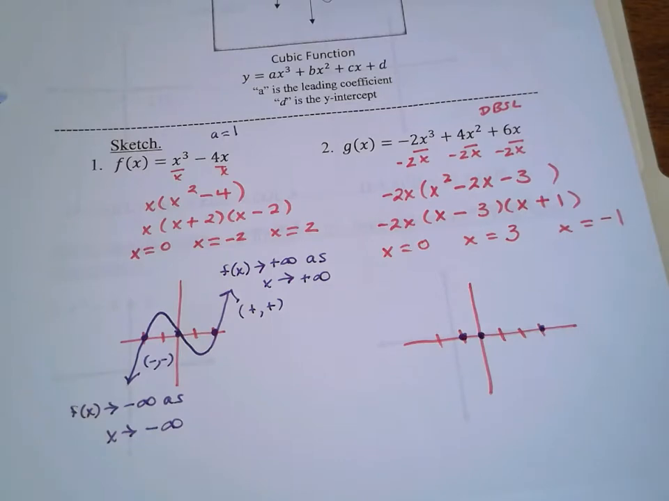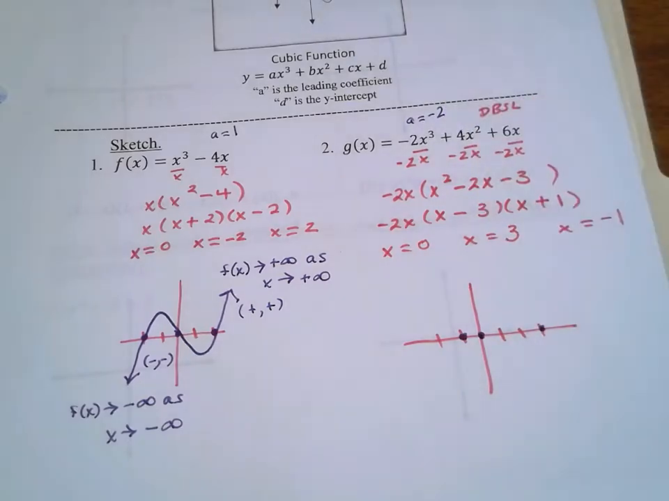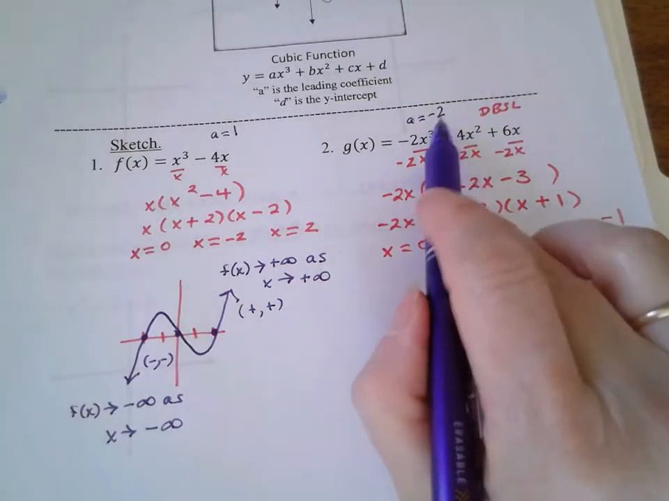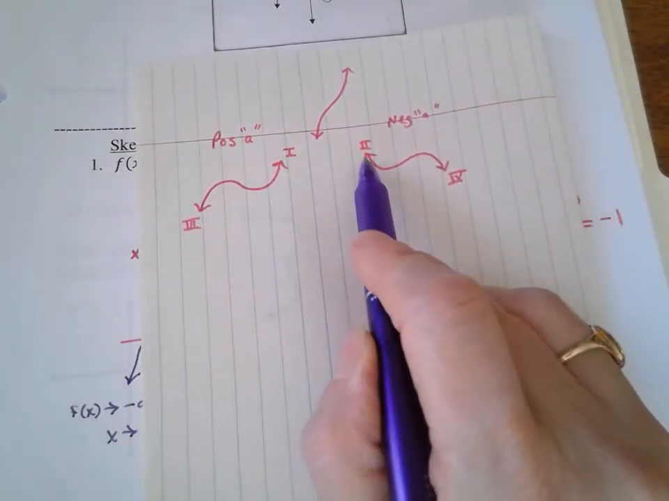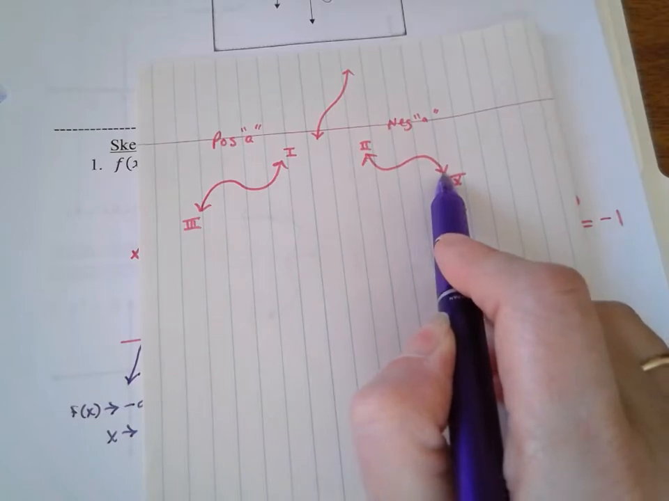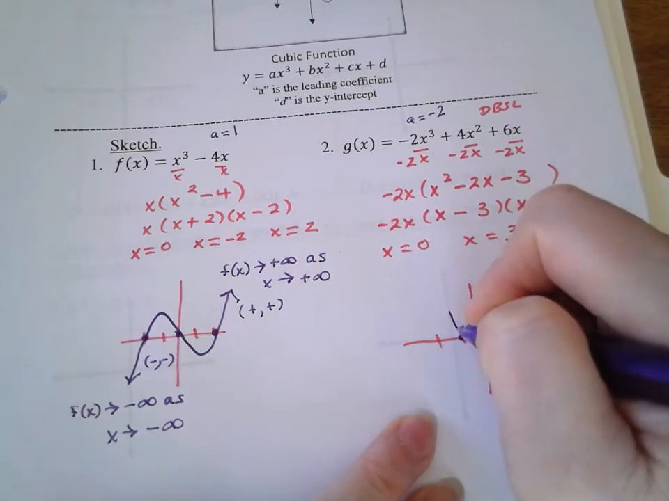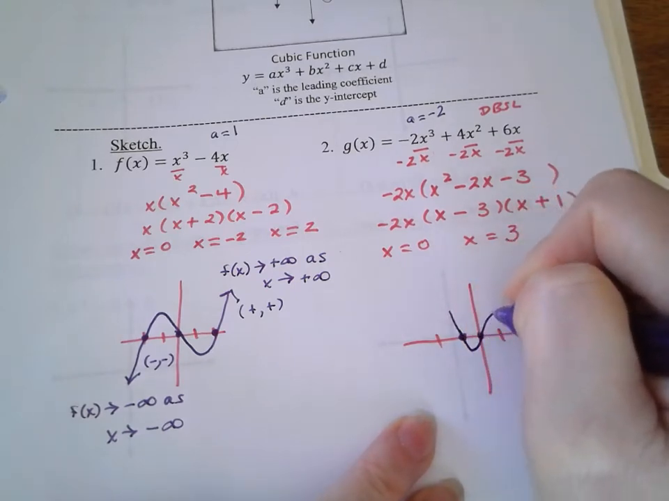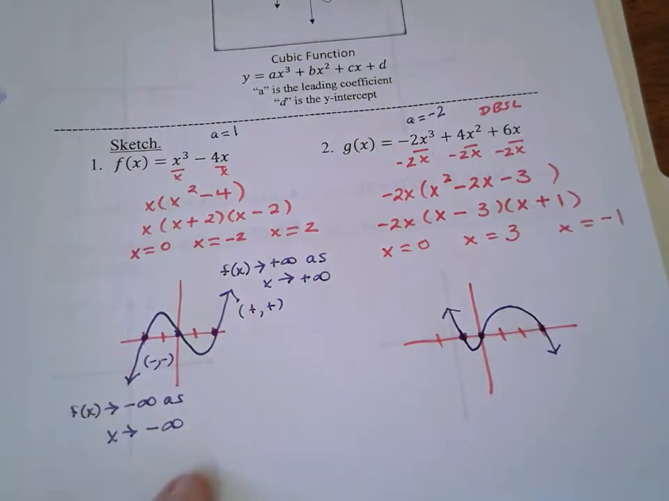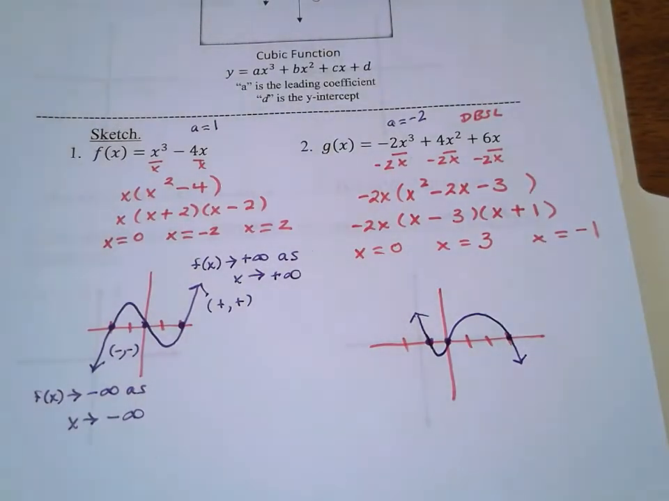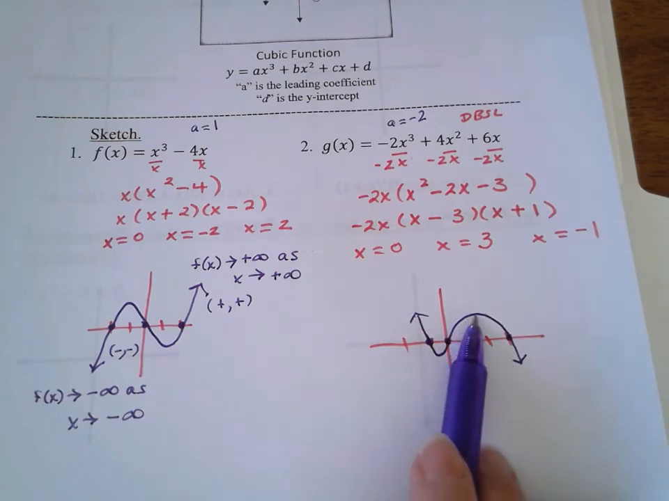Now, I have to go back up here. The a was negative 2. Well, what does that mean? Well, anytime that a is a negative number, then I'm going to start high and finish low with my 2 turns. So, start high, got to make a turn, and finish low. Now, this is not beautiful. It's not a pretty graph. Again, we're just sketching. We're hitting the highlights. Start high, finish low, 2 turns, 3 x-intercepts.